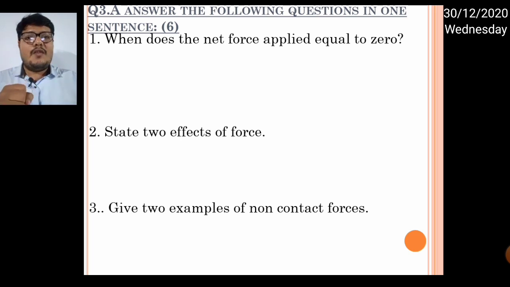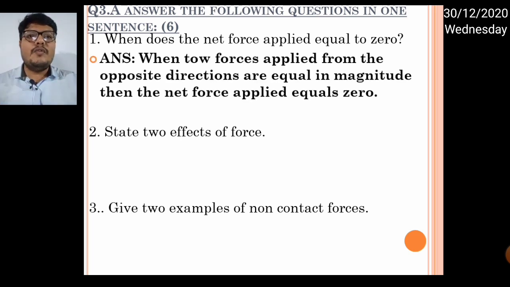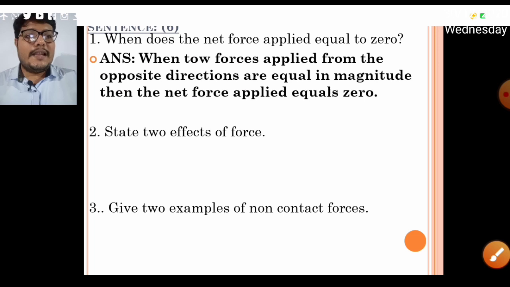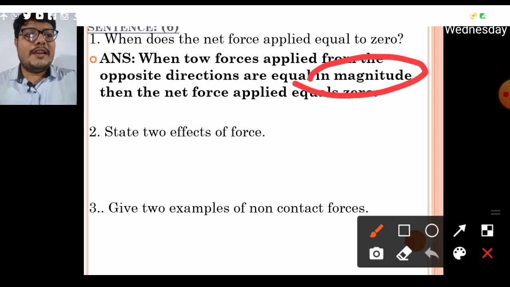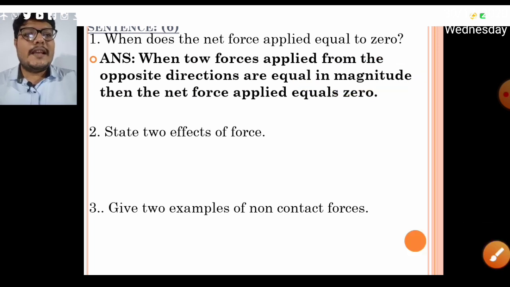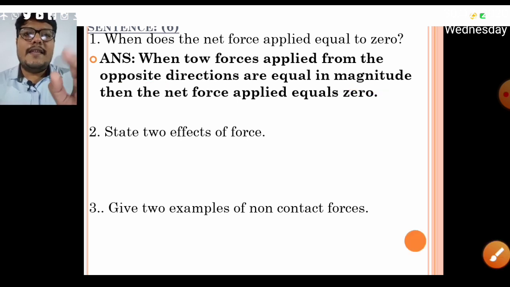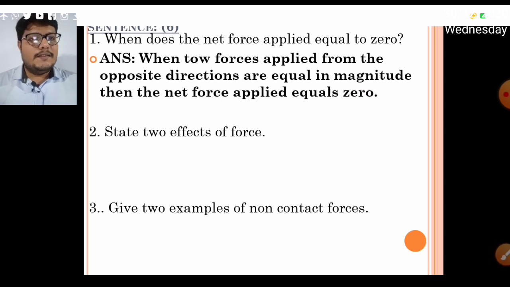Now see here, how we can write the answer. When two forces are applied from opposite directions and in equal magnitude, two things are here: magnitude and opposite direction. Then the net force which is applied equals 0.